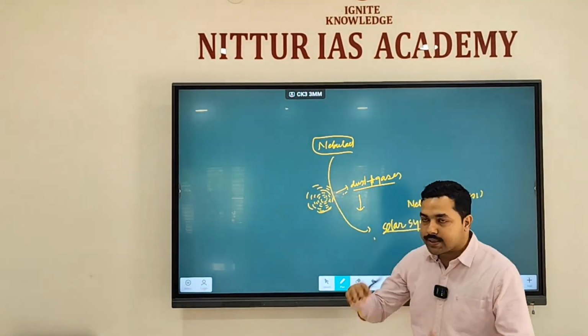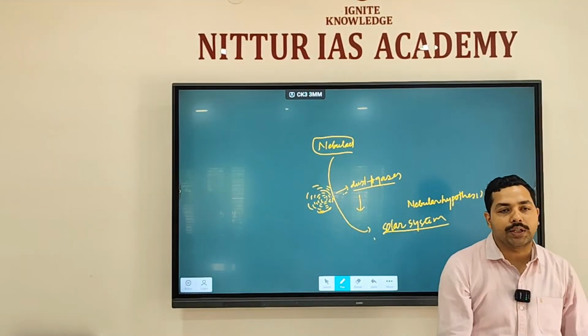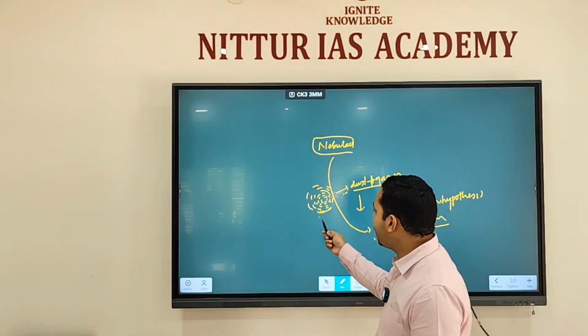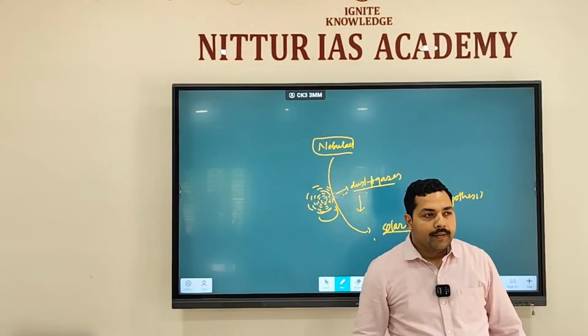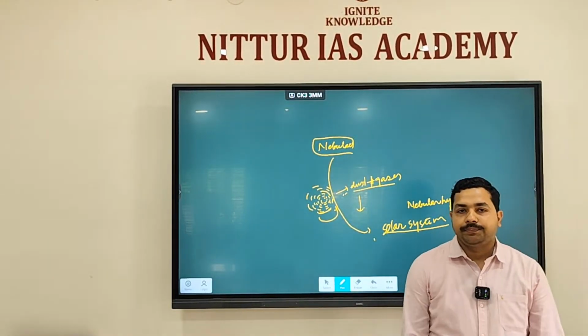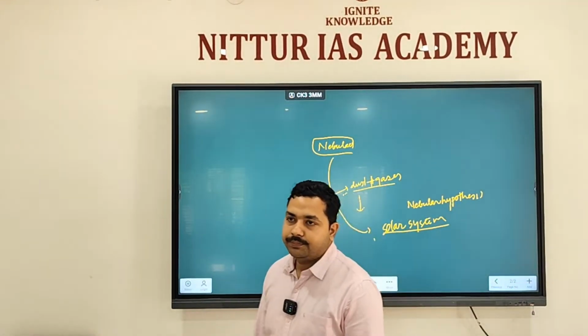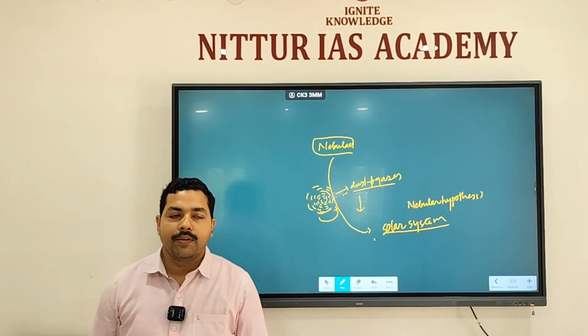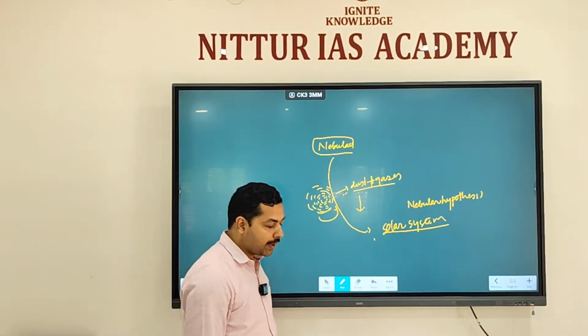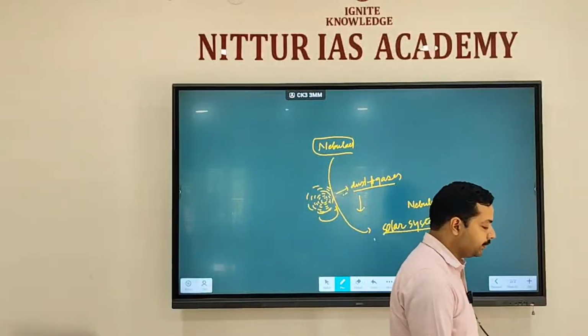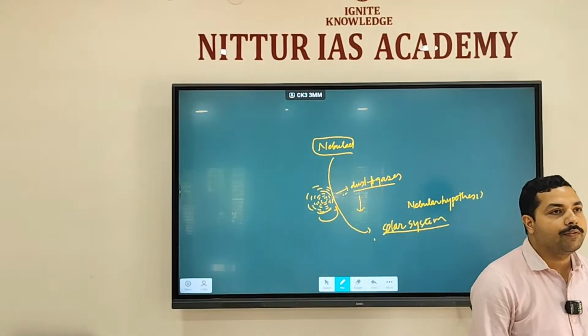Let's say this nebula is there in space. Now this nebula is rotating. When the nebula rotates, what will happen? Particles will collide.